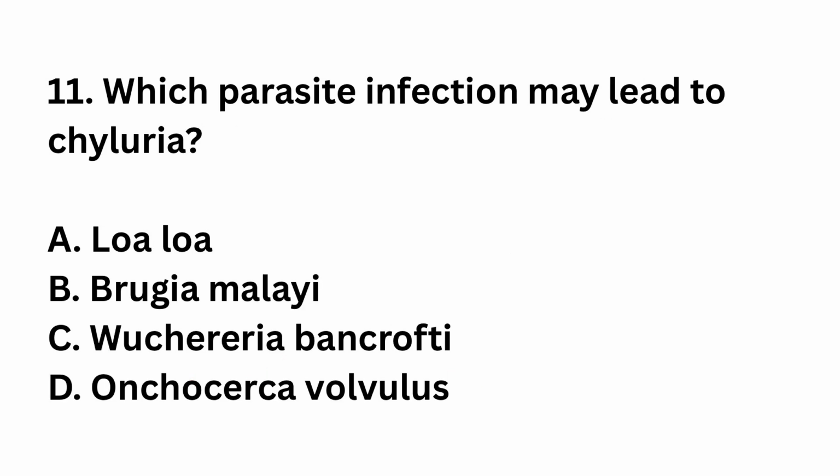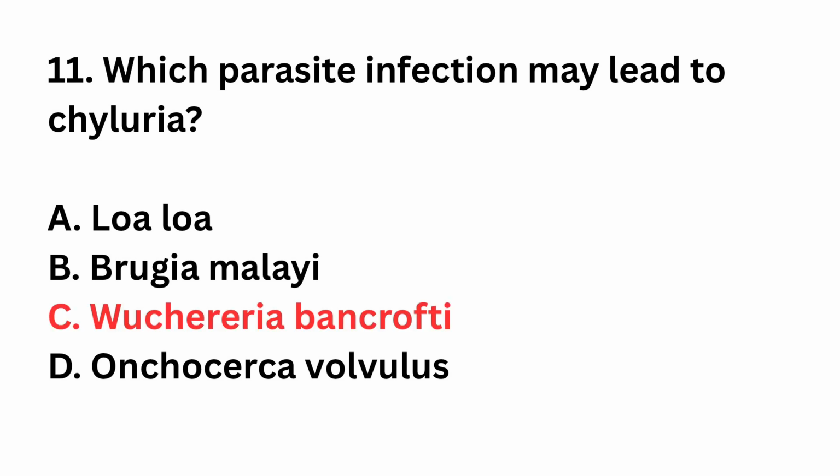Question number 11. Which parasite infection may lead to chyluria? Loa loa, Brugia malayi, Wuchereria bancrofti, Onchocerca volvulus. The right answer is option C, Wuchereria bancrofti. Lymphatic obstruction causes leakage of lymph into urine. This gives a milky appearance to urine.